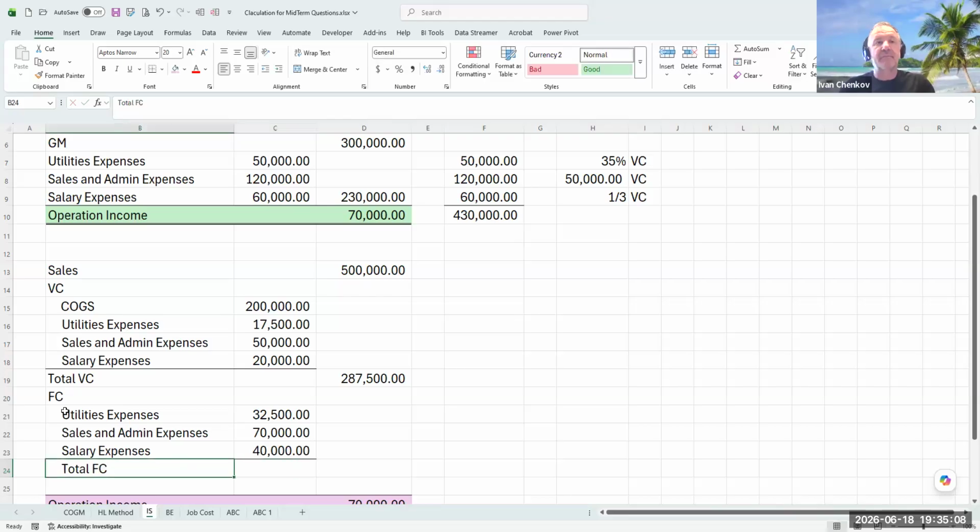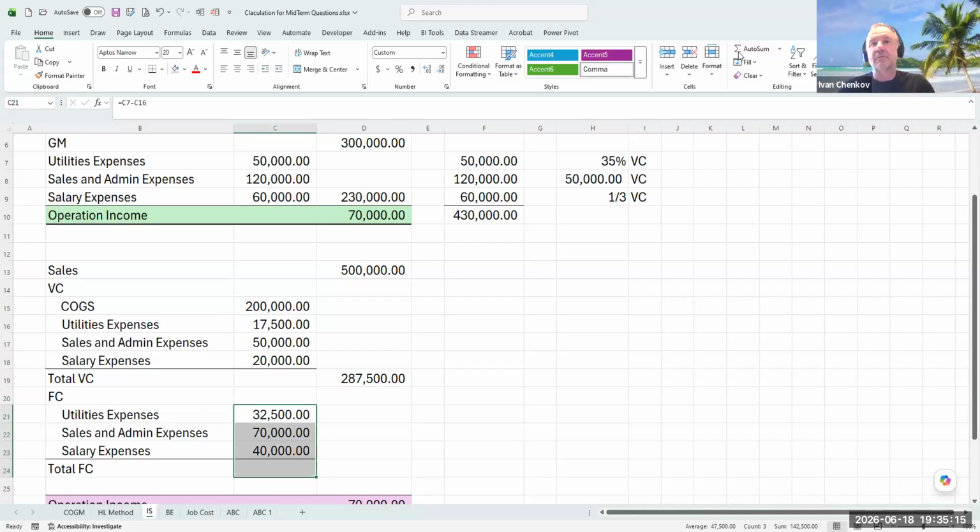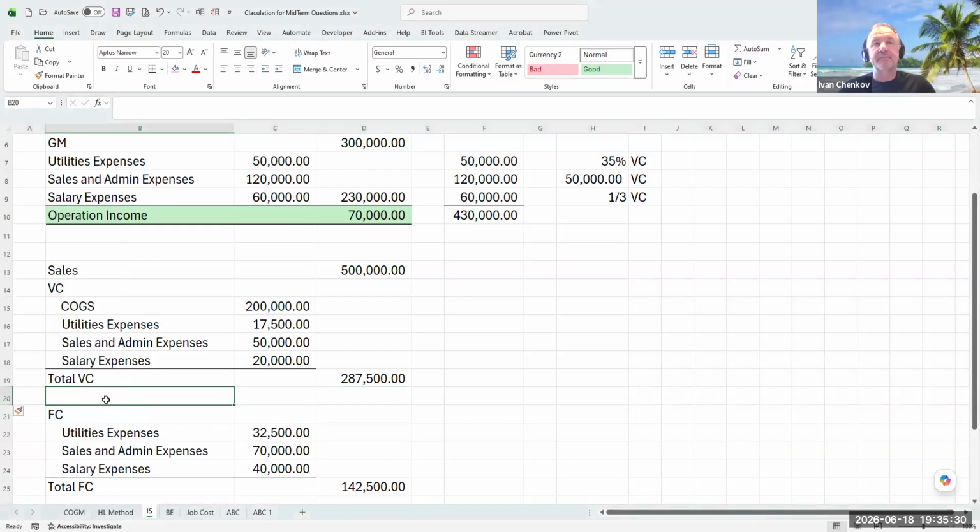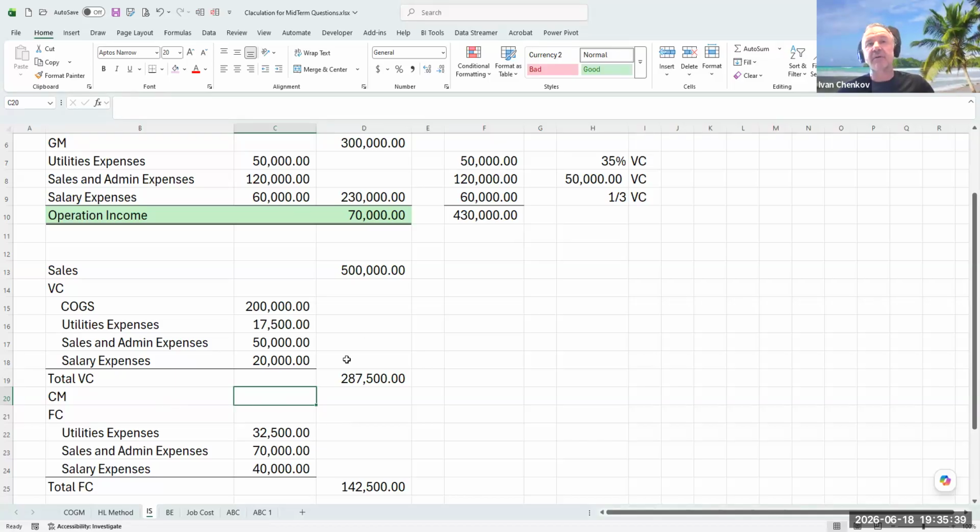Fixed cost is gonna be, once we calculate this total, 402,500. Now, the only thing that I forgot is what I'm missing on this statement. Everything looks fine. I'm missing my contribution margin. You don't miss it on the exam. You shouldn't be missing it because you have the drop-down menu. I don't have it, but you have it.